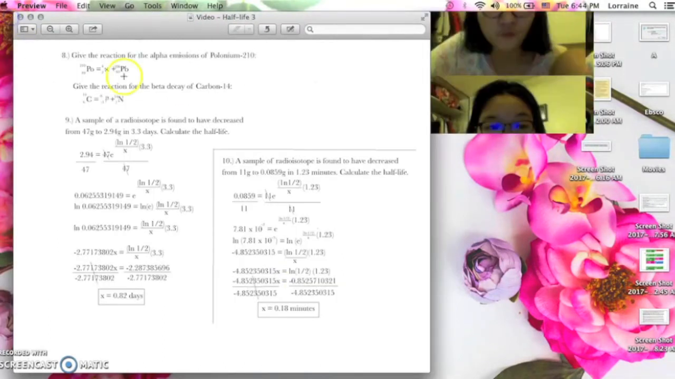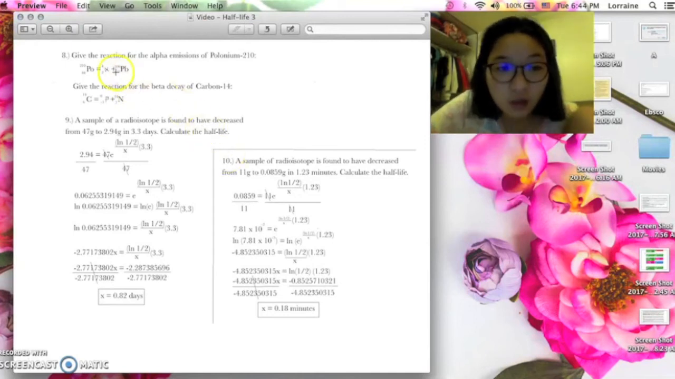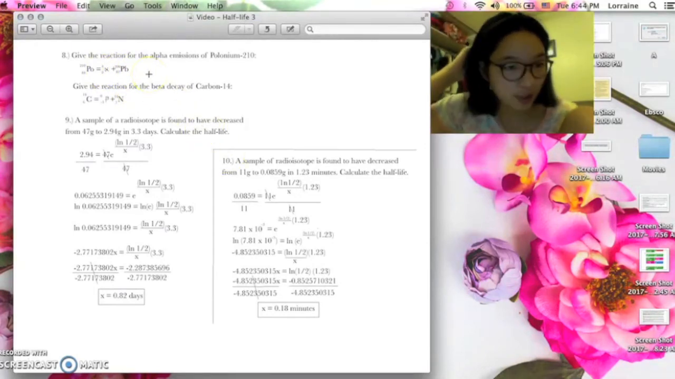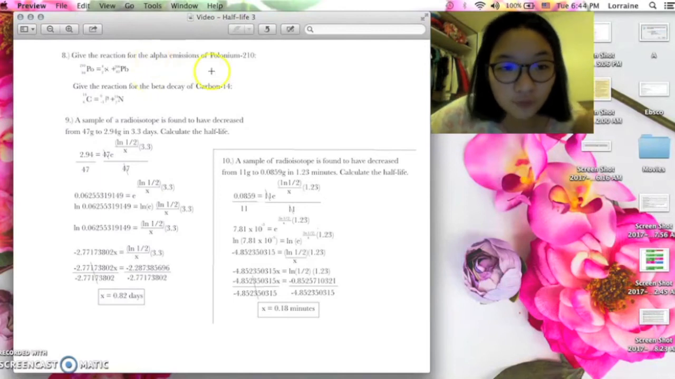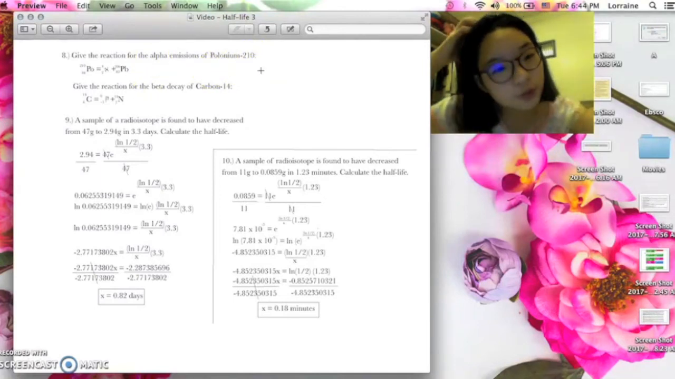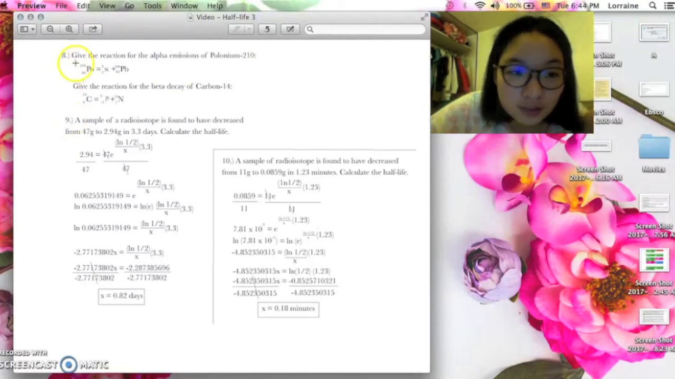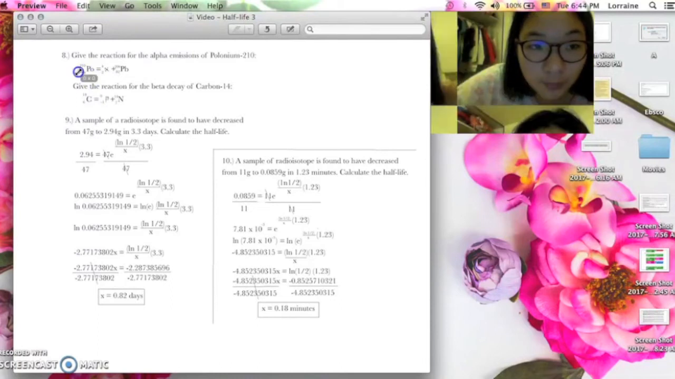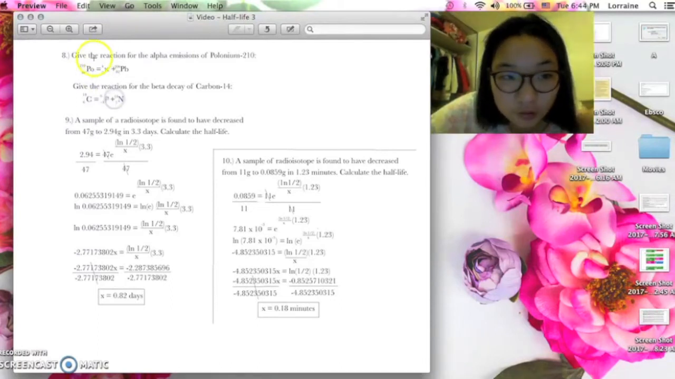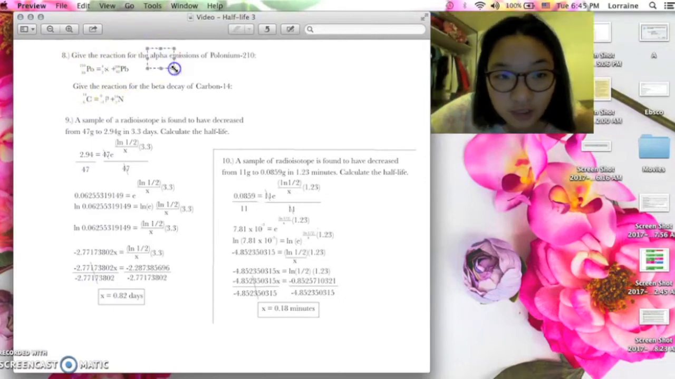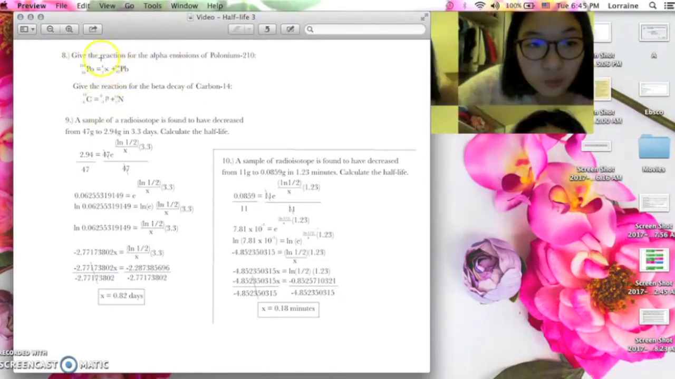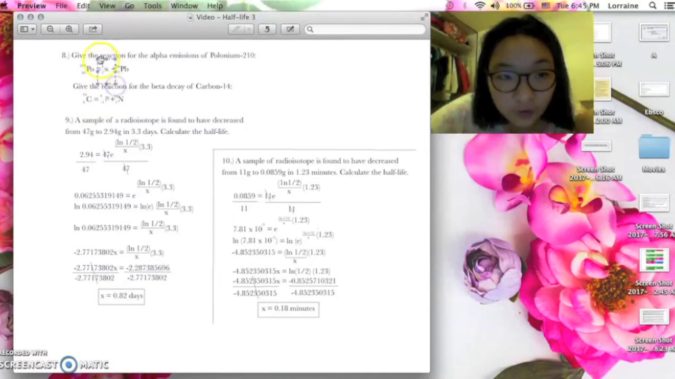Okay, so for our next number, we have here the nuclear reactions. Give the reaction for the alpha emission of polonium-210. So polonium has this mass number and then atomic number, or the proton number, so 210 then 84. But since it's an alpha decay or an alpha emission, we use this alpha, then 4 and then 2 there. That's fixed, guys.